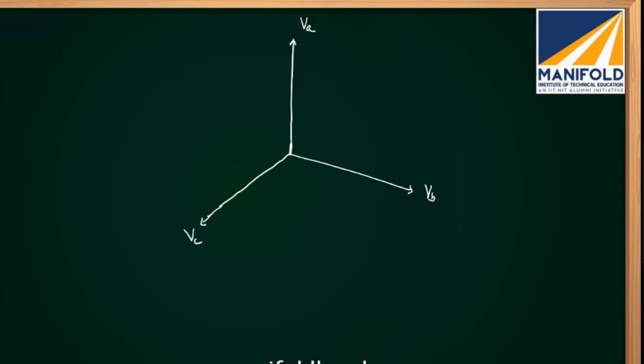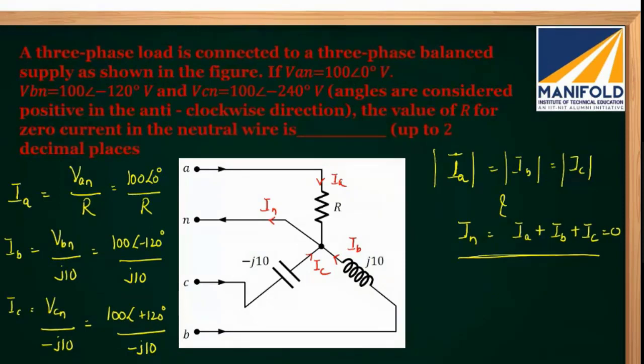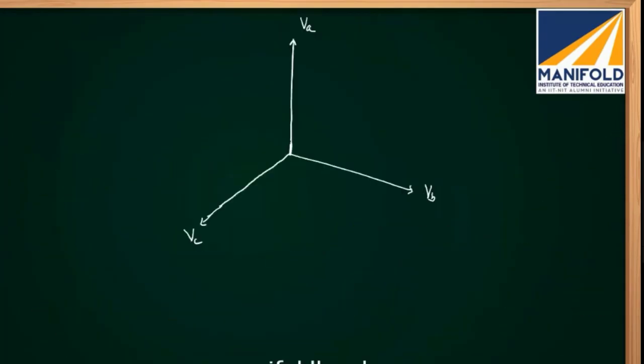Now, what is the load that is connected in B phase? Inductor. When you connect an inductor across B phase, the B phase current lags the B phase voltage by 90 degrees, because in an inductor the current lags the voltage by 90 degrees. So your inductive current will be like this, IB. The angle here would be 90 degrees.